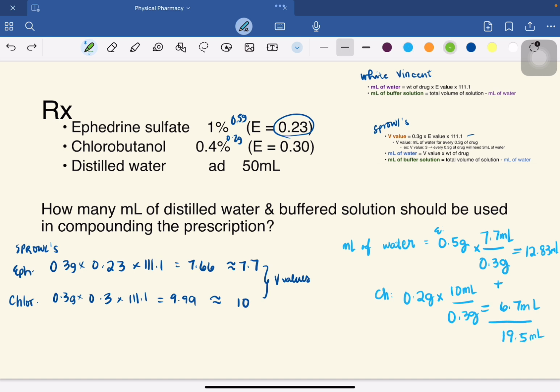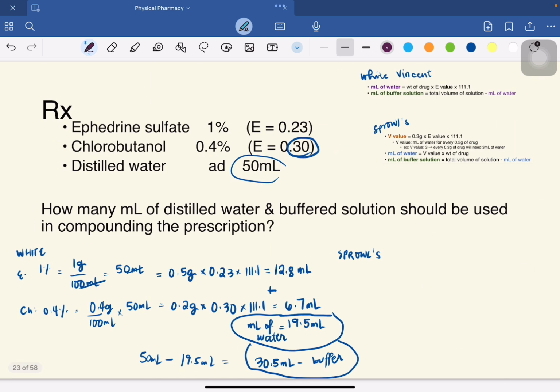Now, if we add these two volumes together, we are going to get 19.5. And now to solve for the buffer solution, we will have to subtract 19.5 ml from the final volume, which is 50 ml. So this will result to 30.5 ml. So these are now our final answers. The volume of water is 19.5. Volume of your buffered solution is 30.5 ml. So same answers lang sa White-Vincent method.